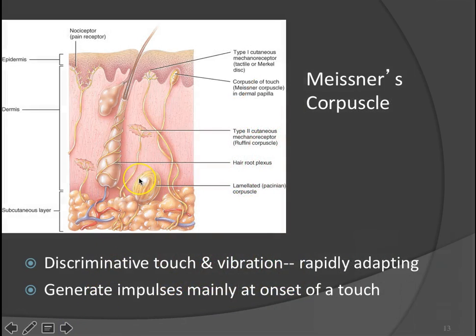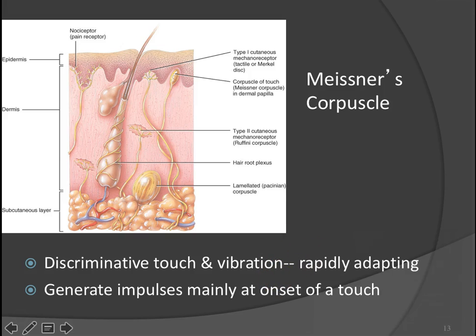All right. So Meissner's corpuscle, right? This is the one in the dermal papilla. We've seen this before. It allows us to have discriminative touch and vibration. Basically, this is going to allow you to pick something up, and you go, oh, okay, this is, I don't know, silk. This is cotton. It allows you to discriminate between different things.